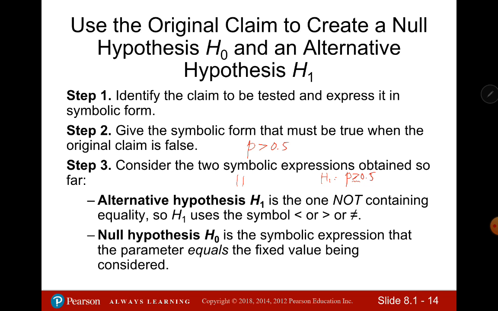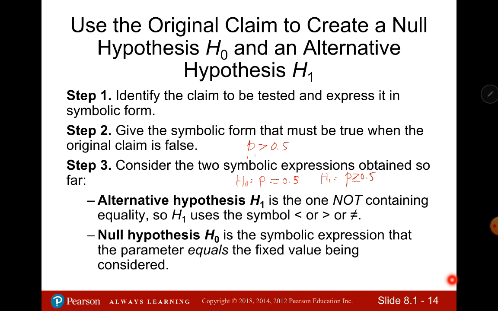So how can we write our null? The only thing we need to do is change the sign in the middle to the equal sign. It's not hard, right? We keep p, keep the value 0.5, and only change the sign in the middle to the equal sign. That one will be our null hypothesis. So by this step, we have our null and we have our alternative. Maybe my method is a little bit different from the textbook, but I prefer my method. It's easy to understand.